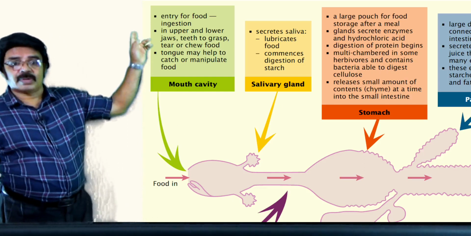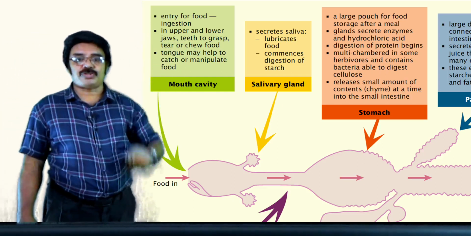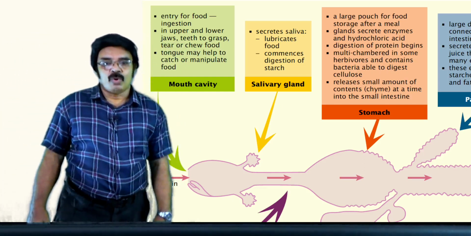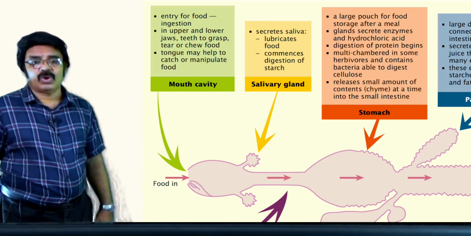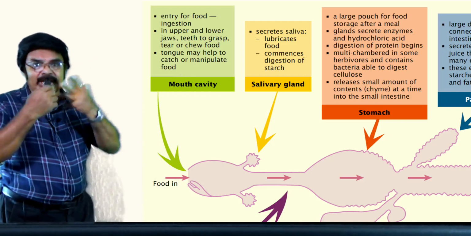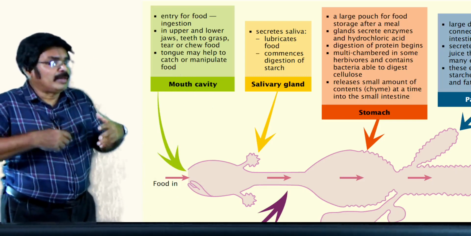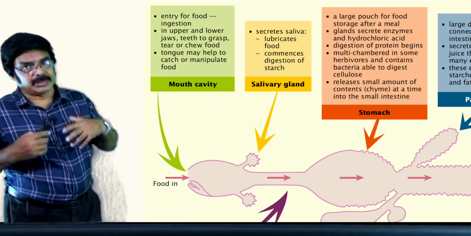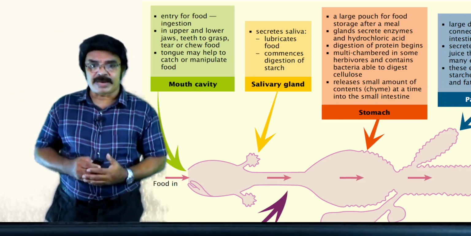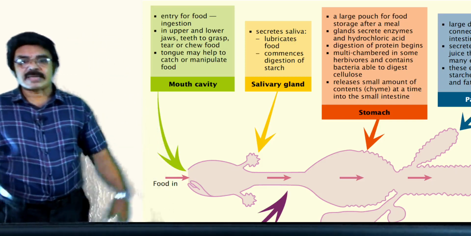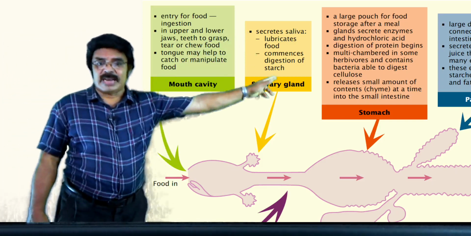Shall we see? In the upper and lower jaws, there are teeth to grasp, tear or chew food, you know all these things. The tongue may help to catch or manipulate food inside the buccal cavity. The tongue takes food from this part to that part, so that it is easy for the mouth to break it down in a way. And then thereafter come the salivary glands.